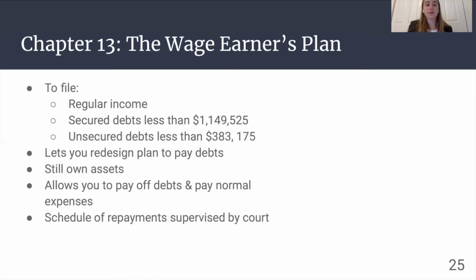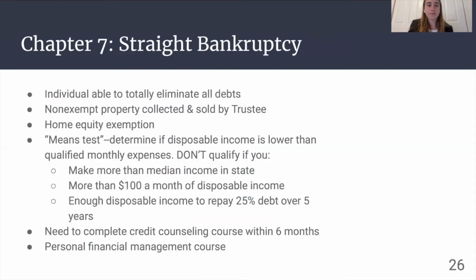And with Chapter 13, you still own your assets, so you're able to pay off your debts while paying your normal expenses. Usually these people file if they can still afford to pay their expenses, but they're just having trouble with their debt. It is ease of mind for the lender because it is a schedule of repayments supervised by the court. And for you, it's an ease of mind because of how you'll pay your bills, and there's a set plan for you.